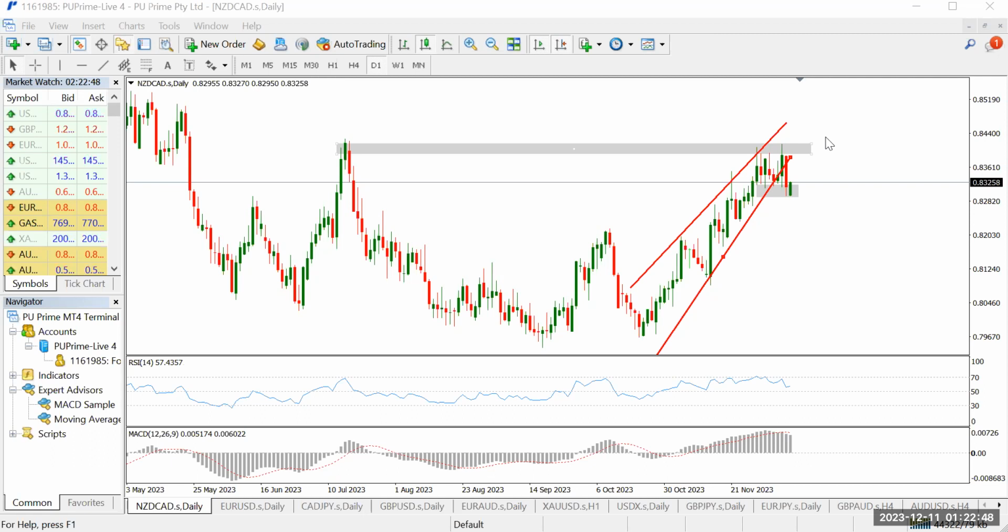Last week was quite awesome. We had over 1,000 pips generated from the trade setup, the forecast that was given right on this channel. And I believe we'll generate something really good this week also.